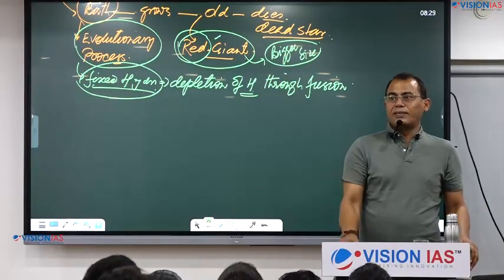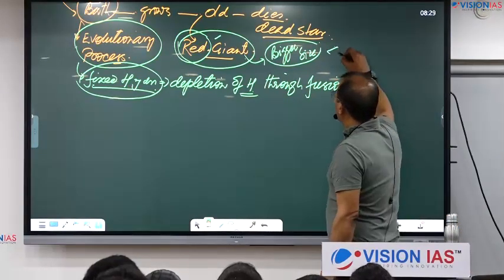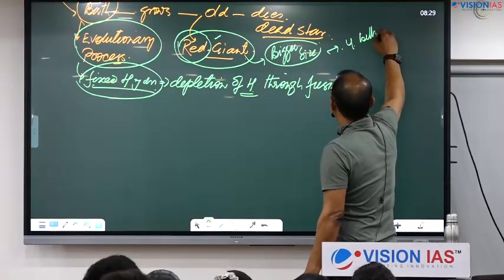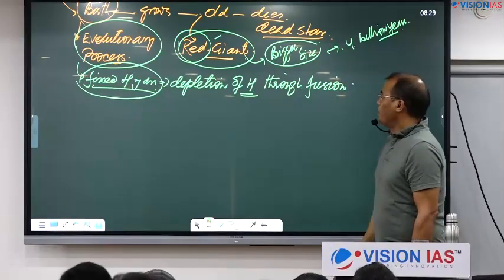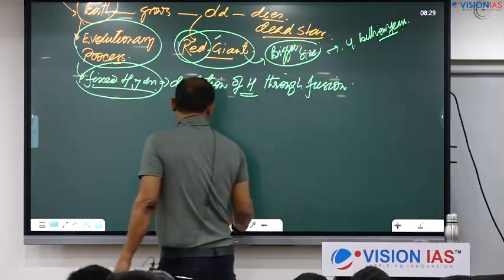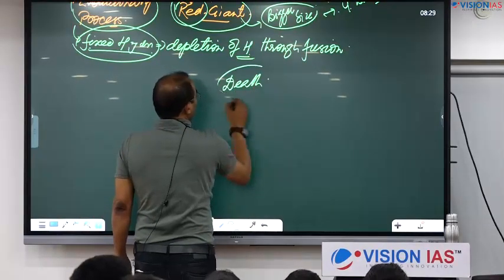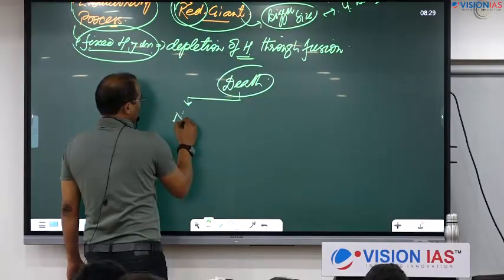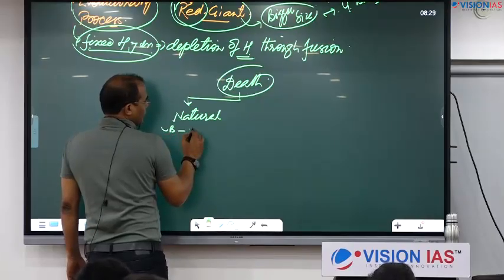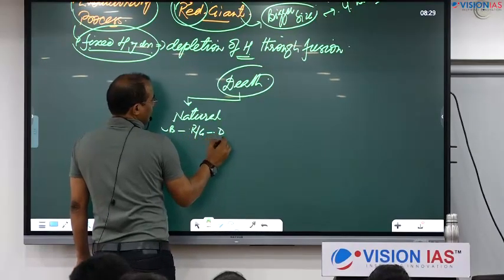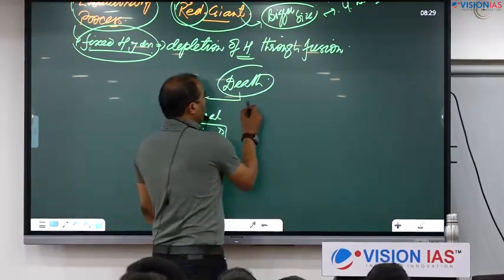So red giant is the stage of a star where it is old. The Sun is expected to become a red giant in the next 4 billion years. Somewhere it is 4.5 billion years. Then dead star. Death of a star may be in two ways: through the natural process, just like birth, red giant, and death, in sequential order. But they may be accidental also.